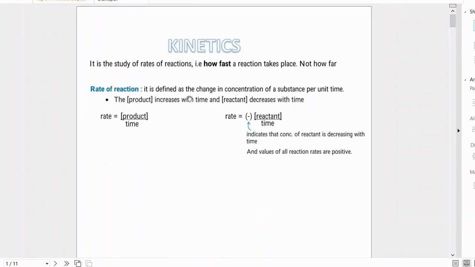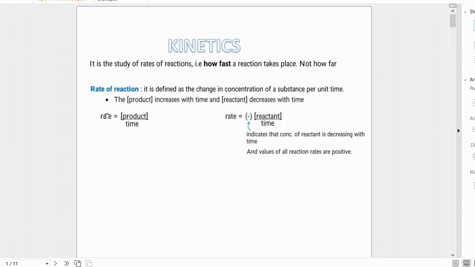Alright, chemical kinetics. If you ask me what is chemical kinetics, I'll tell you it is the study of rates of reactions. In other words, it is the study of how fast a reaction takes place. It is not the study of how far a reaction takes place. We are not interested to know whether a reaction will reach completion or not, or whether a reaction exists in equilibrium or not. We do not need to worry about the extent of the reaction. We are only worrying about how fast the reaction is taking place.